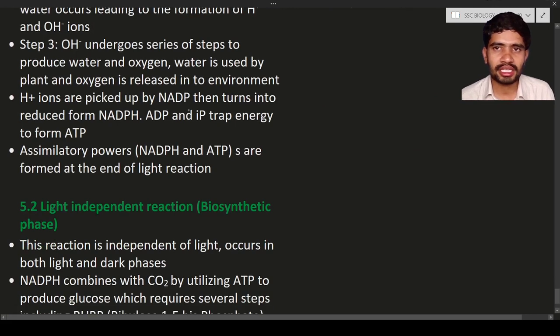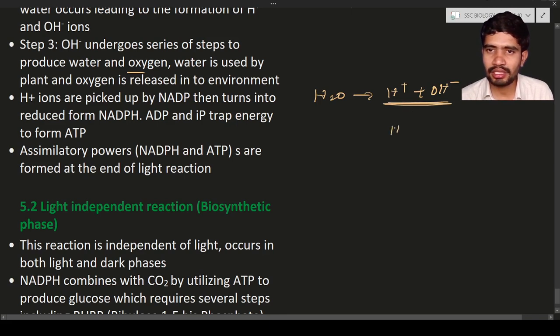So next is step 3. In step 3, there is a series of steps to produce water and also oxygen. Just now we have discussed water is broken into H plus and OH minus ions. They are going to undergo a series of steps. Here you can see H plus ions, they are going to bind with some other OH minus ions to produce water.